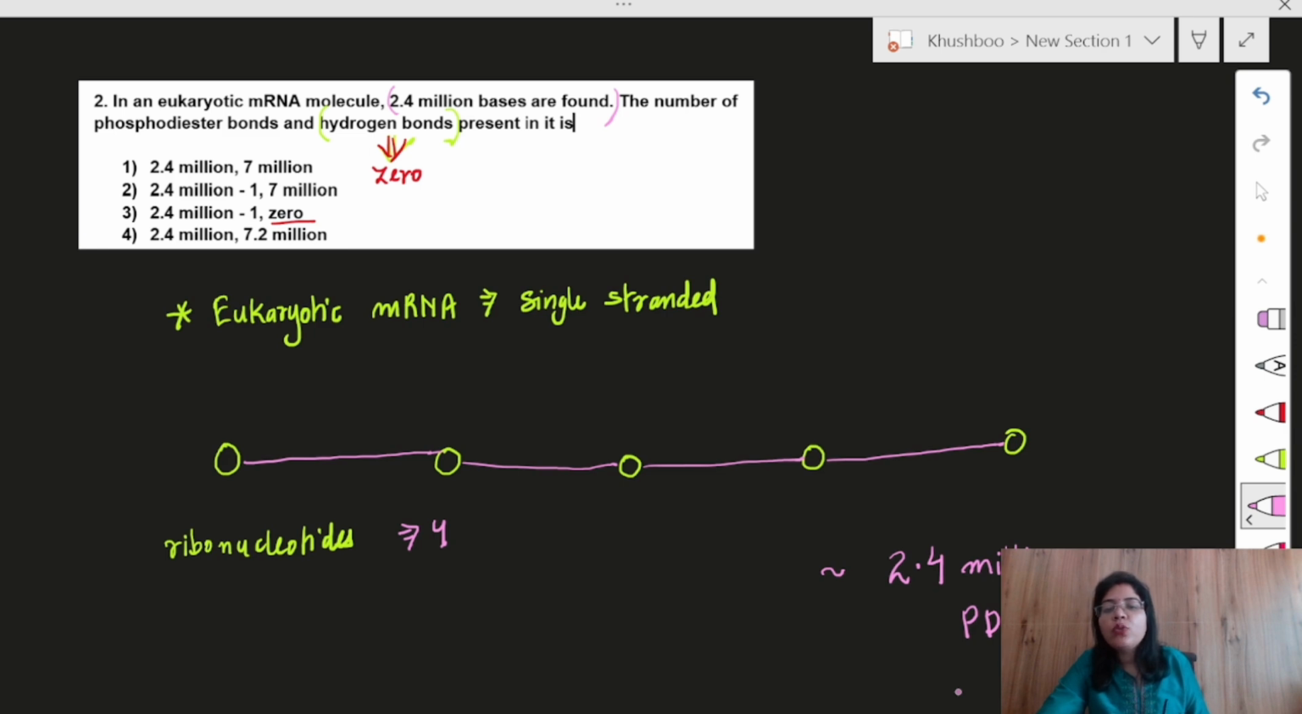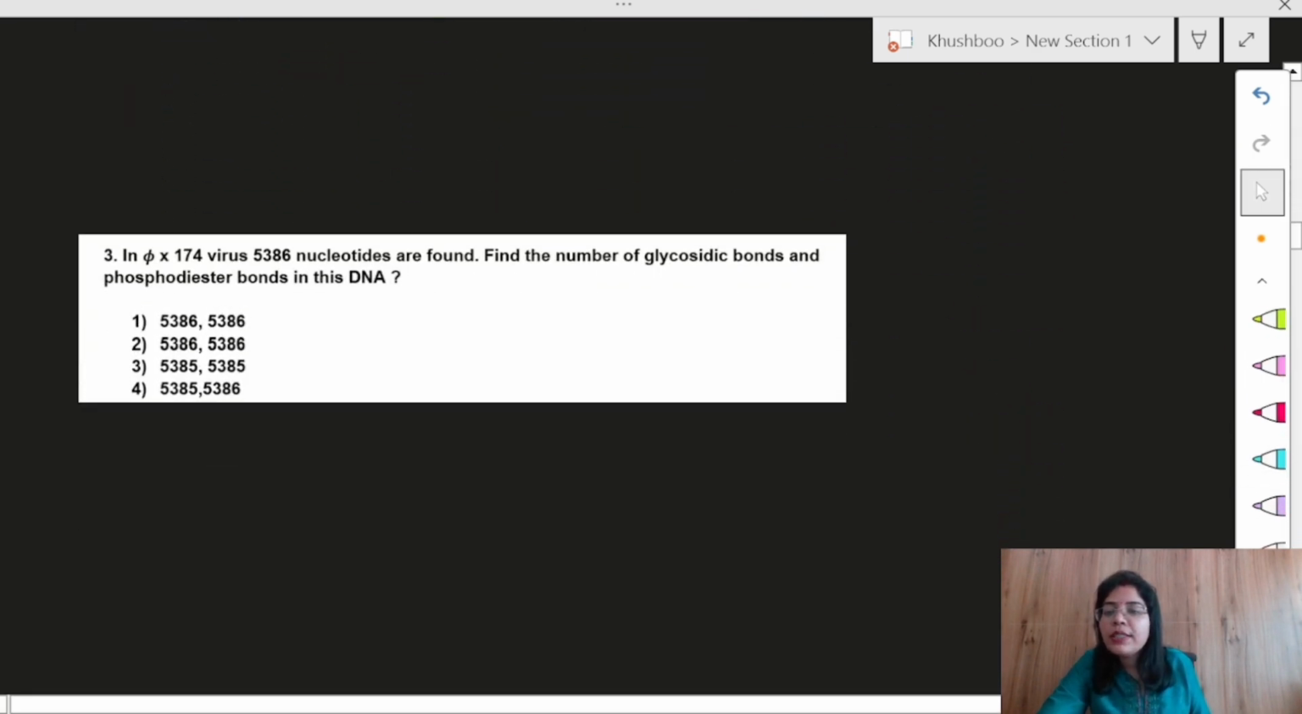So 1, 2, 3, 4, 5 are there, right? So you'll be thinking 4. No, they have not given any such option. So approximately 2.4 million phosphodiester bonds are required, right? So that's why option number 3 will be the answer. These many phosphodiester bonds are needed, right? So such an easy question you can see.